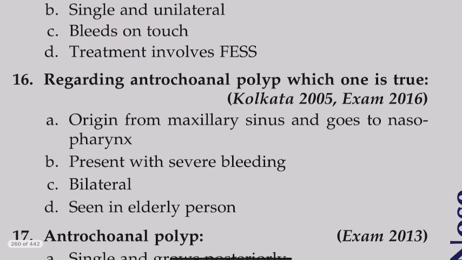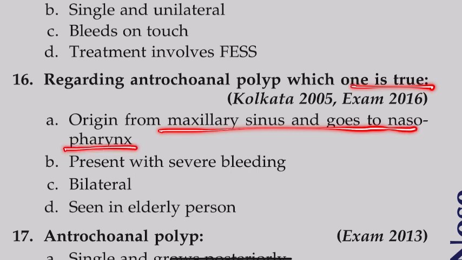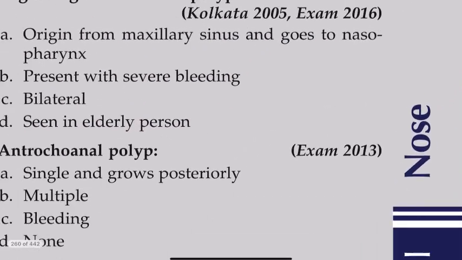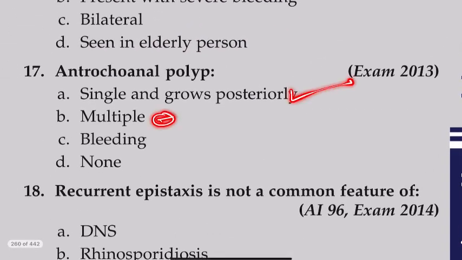Regarding antrochoanal polyp, which one is true? Origin from the maxillary sinus and goes to the nasopharynx. Is it right? That's right. In the nasopharynx, it will go to the choana. Present with severe bleeding? No. Bilateral? No. Seen in elderly person? No. Antrochoanal polyp, single and grows posteriorly? That's right. Multiple? No. Bleeding? No. So A is the right answer.